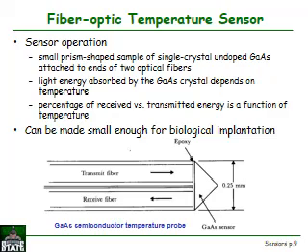Next, the fiber optic sensor. The diagram shows that there is an epoxy material, and inside it there is a GaAs sensor, with a transmit fiber and a receive fiber. Sensor operation: a small prism-shaped sample of single crystal undoped GaAs is attached to the end of two optical fibers. The light energy absorbed by the GaAs crystal depends on the temperature. The percentage of received to transmitted energy is a function of that temperature.